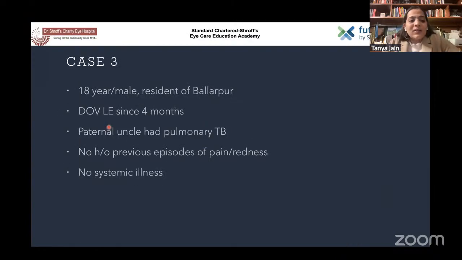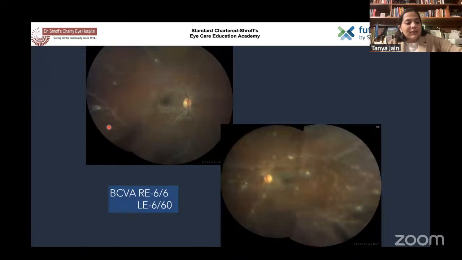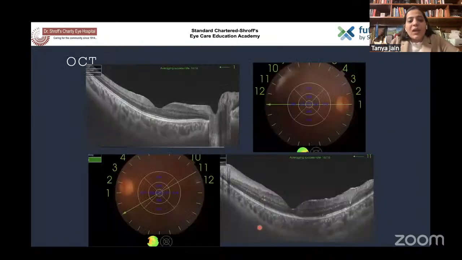So again, another case, an 18-year-old male from MP, diminution of vision since 4 months, family history of TB, no previous episodes of pain or redness, and no systemic illness. This is what the right and the left eye look like. You can see the right eye vasculitis actually looks a bit in the resolving phase, but in the left eye, there is a lot of active vasculitis, and you can see some choroiditis-type healed tubercle-type patches also.